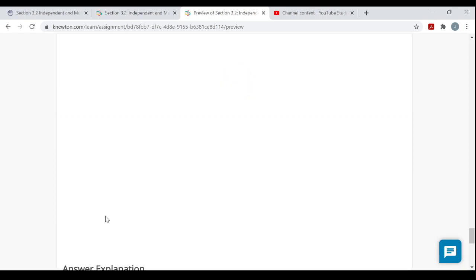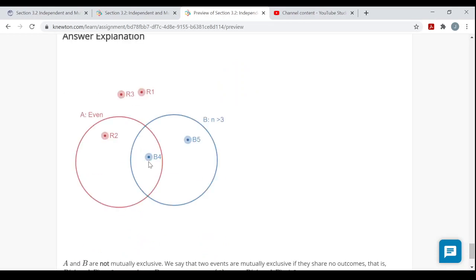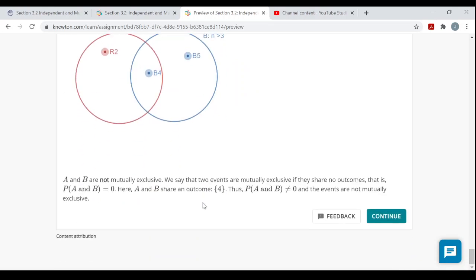And see, they say A and B are not mutually exclusive again because they do share an outcome. The probability of A and B is not 0. There's actually something in A and B.